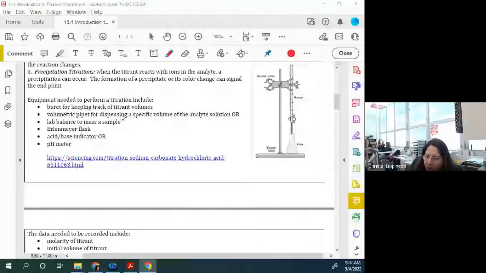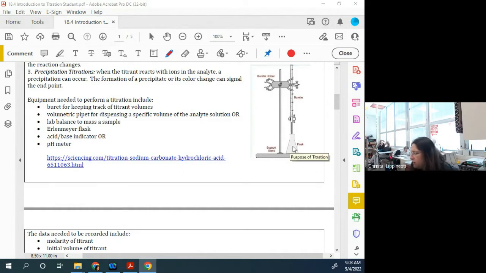All right, so we went through the burette, we went through the volumetric flask. Sometimes, like with a redox titration that you're going to do in AP Chem, you need a balance to be able to measure out that sample. An Erlenmeyer flask is typically used to catch the sample in the bottom here. And the reason why we use an Erlenmeyer flask is because then you can swirl very easily inside there.